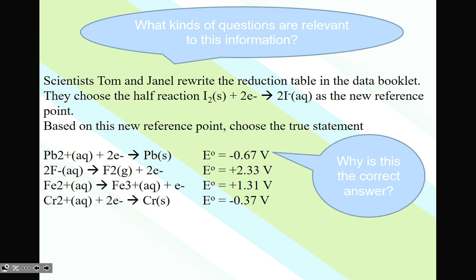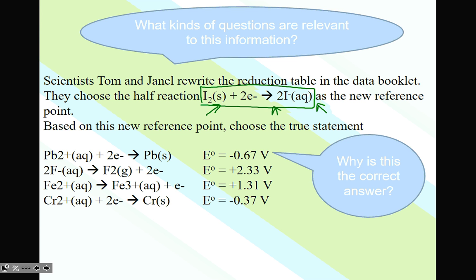Scientists Tom and Janelle rewrite the reduction table in the data booklet. They choose this half reaction to be the new reference point, or the new reference cell. So what they're saying is, instead of hydrogen being the reference cell and having a voltage of 0, they're choosing this half reaction to be the reference cell. So this half reaction is going to have a voltage of 0. Based on this new reference point, choose the true statement.